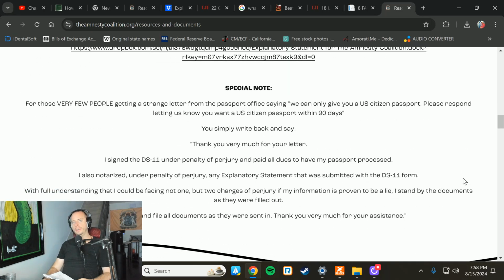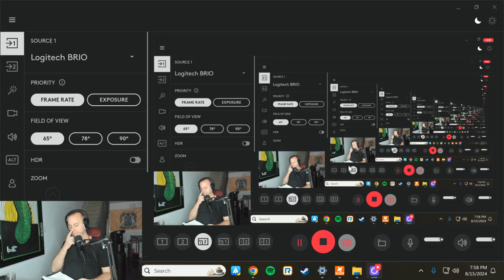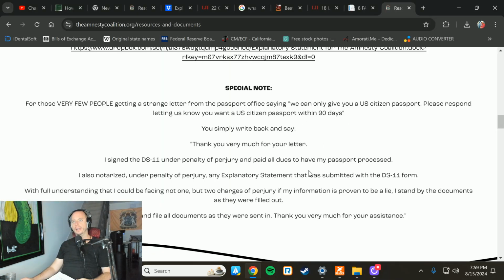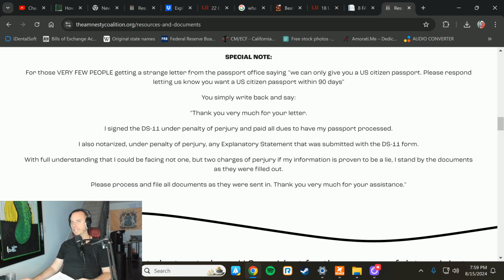Okay. If you go down to the passport section, DS11 passport application section, and they say we can only send you a U.S. passport, I have a little blurb here that you can use, an exact quote. It's just, thank you very much for your letter. I signed the DS11 under penalty of perjury and paid all my fees. I also notarized under penalty of perjury an explanatory statement with full understanding that I could be facing not one but two charges of perjury if the information is proven to be a lie. I stand by the documents as they were filled out. Please process my application as it was sent in, right?